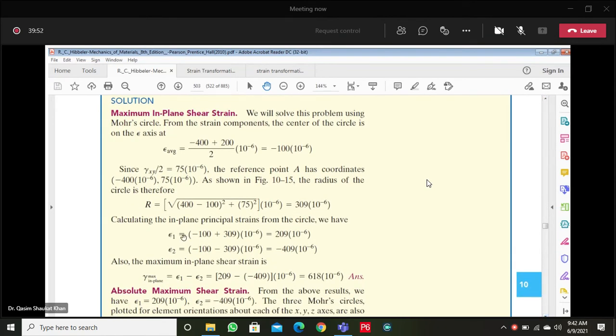So epsilon 1 I am getting as average strain plus the radius. Epsilon 2 is average strain minus the radius. So minus 100 plus 309 is 209. Minus 100 minus 309 is minus 409 microstrains. Is this clear? Yes, sir. So epsilon 1 is 209 microstrains. Epsilon 2 is minus 409 microstrains.